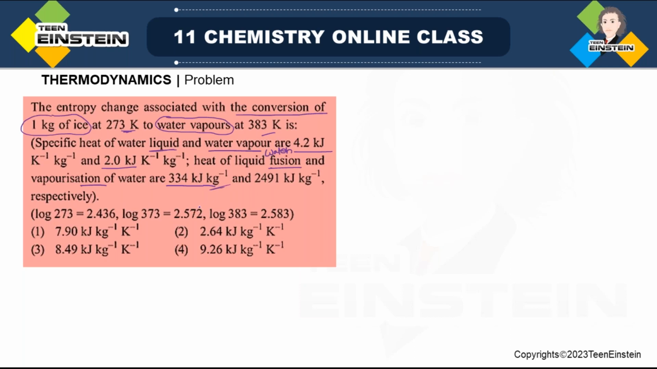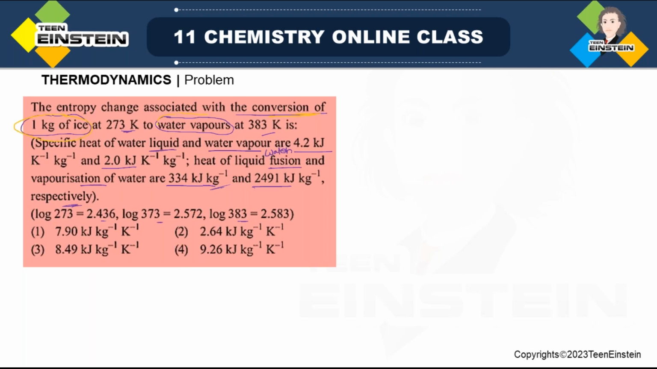Heat of fusion is 334 kilojoule per kg. See here, no temperature is mentioned in the unit. That means it is occurring at constant temperature. And heat of vaporization of water is 2491 kilojoule per kg respectively. Some log values are also mentioned, log 273, log 373 and log 383. From this information you have to find the change in entropy associated with this conversion.